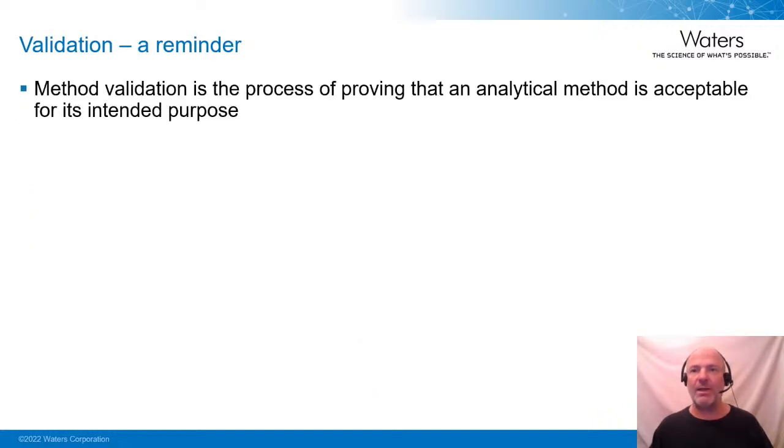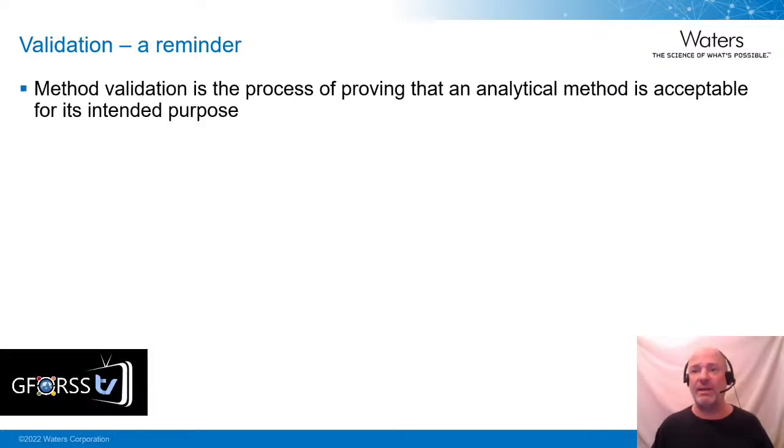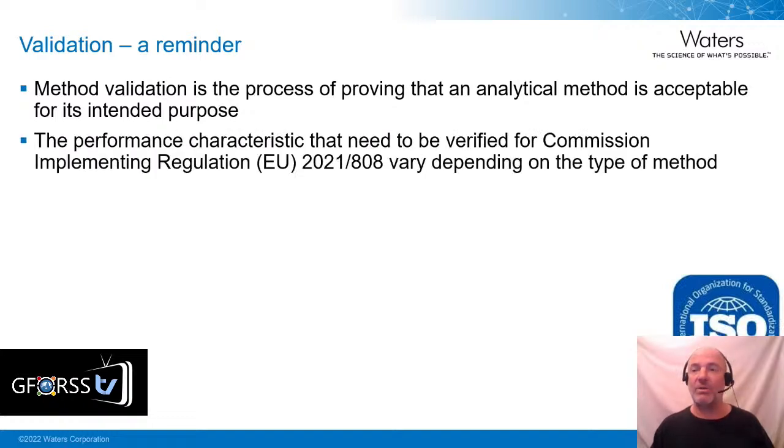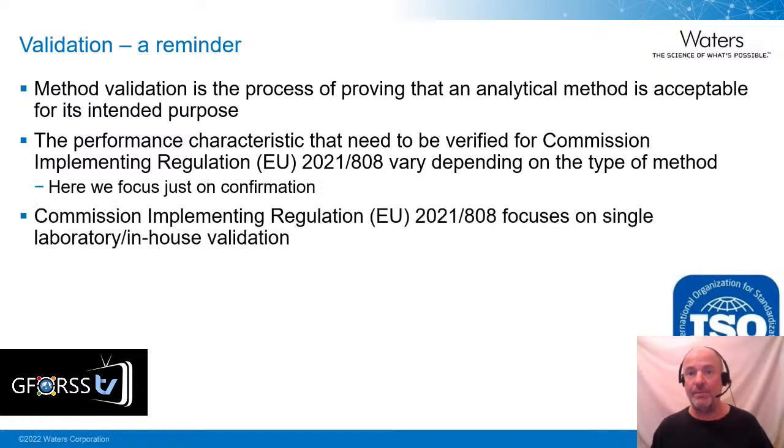A quick reminder on validation. Validation or method validation is the process of proving that an analytical method is acceptable for its intended purpose. And validation is a requirement for ISO 17025 and is typically undertaken before the method is implemented in routine analysis. The performance characteristics that need to be verified for Commission Implementing Regulation 2021-808 vary depending on the type of method in place. And here we're really just going to focus on confirmation. And Commission Implementing Regulation 2021-808 focuses on a single laboratory in-house validation approach.